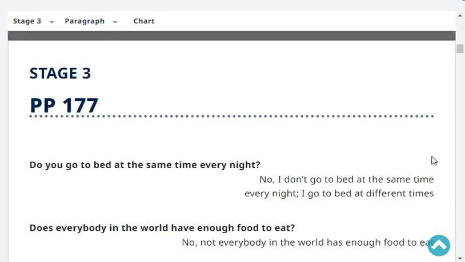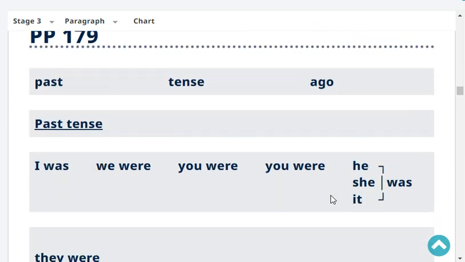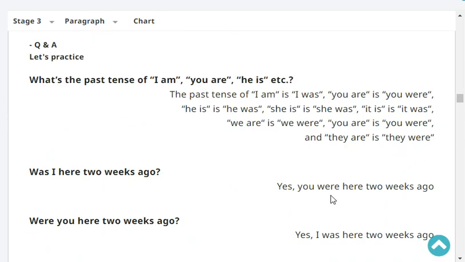Okay, let me just scroll down. Here we go. First question. What's the past tense of I am, you are, he is, etc.? The past tense of I am is I was. You are, you were. He is, he was. She is, she was. It is, it was. We are, we were. You are, you were. And they are, they were. Very good.